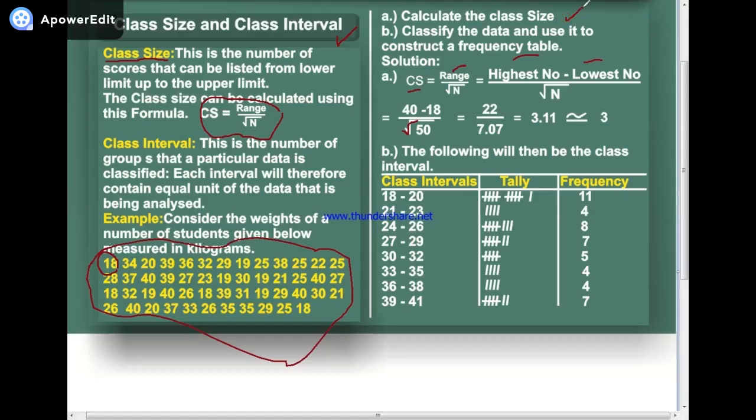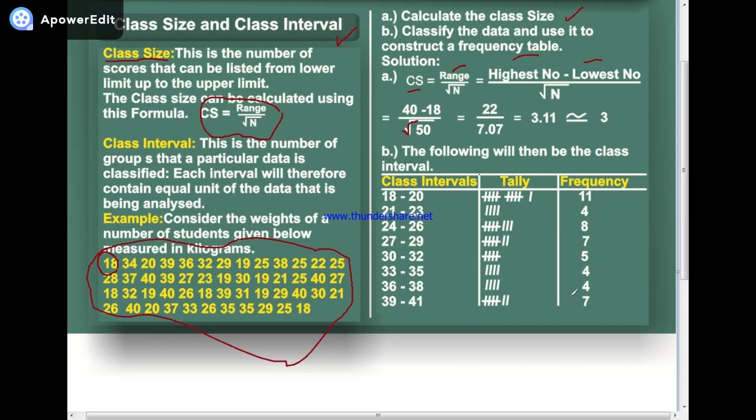Now, the next question is: classify the data and use it to construct a frequency table. So that means we want to do our class interval. So we want to generate our class interval from this particular data below. Now, we are going to divide our table into 3 columns.